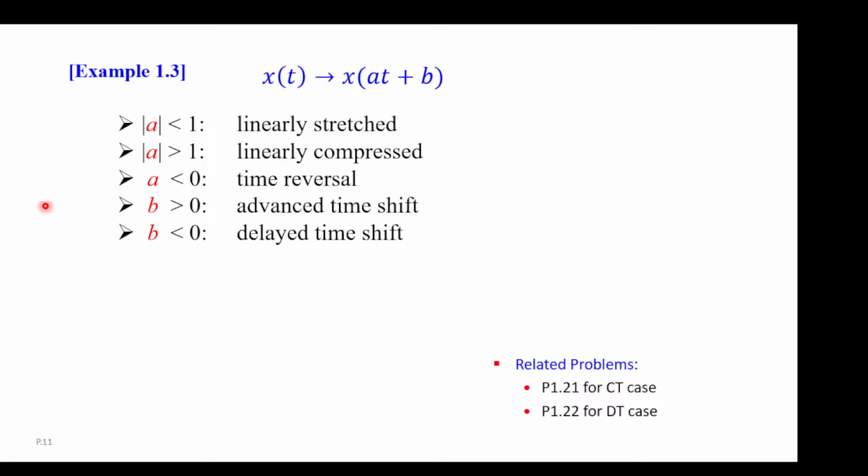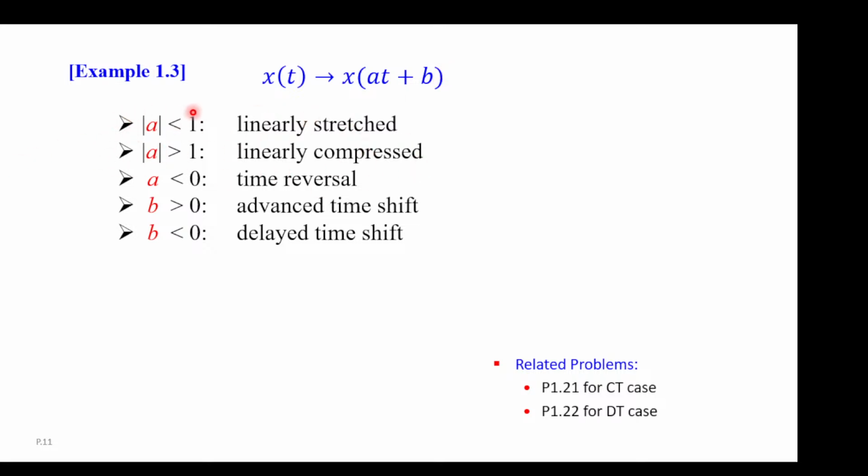So as we say, what we are doing here is a linear transformation on the independent variable t. So in general, we change x of t to x of at plus b. So this is our linear expression about t, where a and b are constants. And we can get some general idea on this.